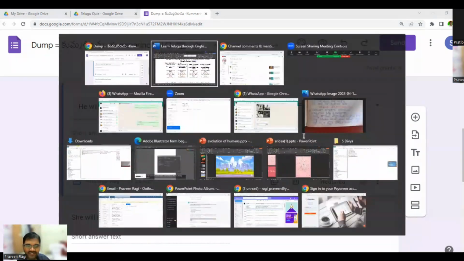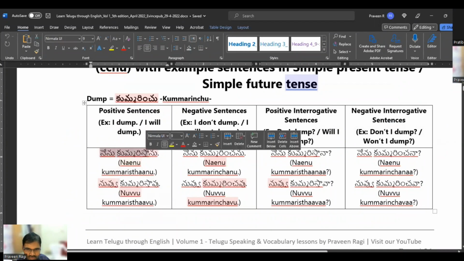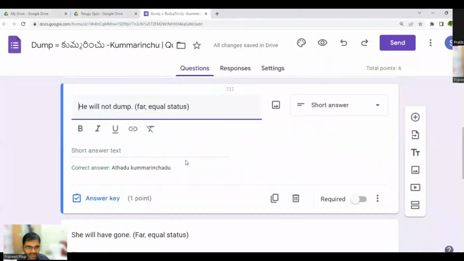Now let's see the positive interrogative sentence. నేను కుమ్మరిస్తాను becomes నేను కుమ్మరిస్తానా, like that. Very simple. If you study these two, enough, because in the positive question you are just going to make the ah sound. But for practice, I will write a different subject.